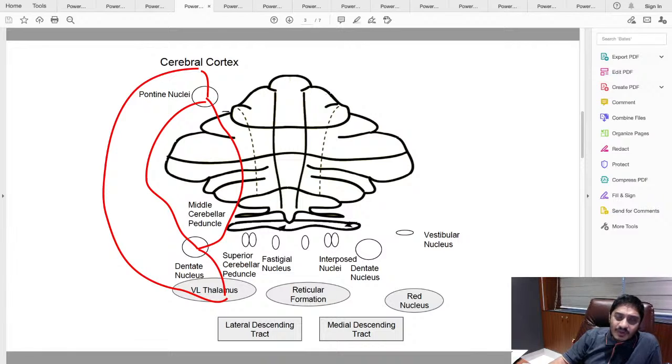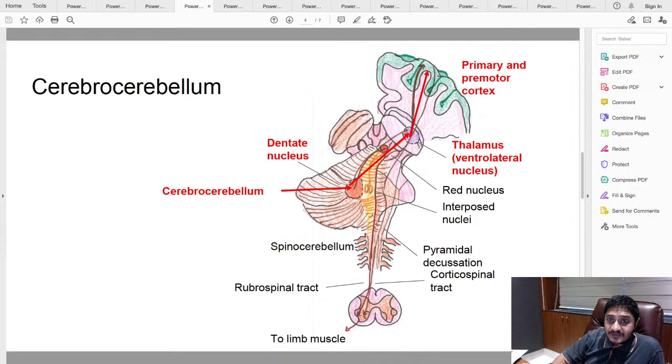Okay, so why is this called pontocerebellum? Because information from the cerebral cortex is received via the pons. And from that, it reaches the dentate nucleus. And from the dentate nucleus, it goes to the ventrolateral thalamus, and from the ventrolateral thalamus back to the cerebral cortex. This is one pathway. And then there's one more pathway.